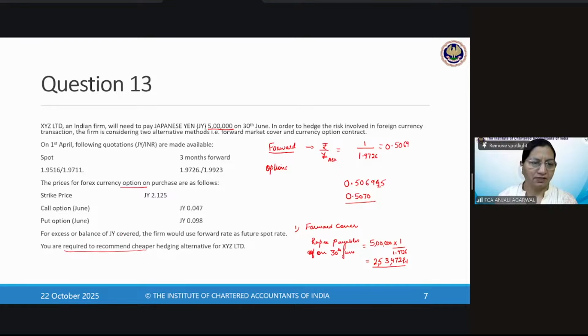Further, excess or balance will be used at this rate. So you could have also used 0.5070 directly. Had you used 0.5070, 5 lakh into 0.5070, your answer would have been 253,500 also. Now, let's talk about the option. So the first important thing is that it's a currency option.